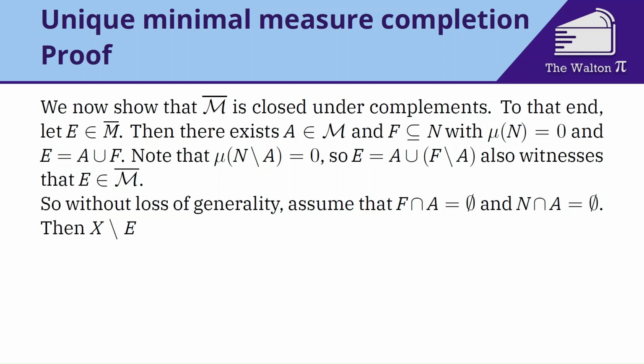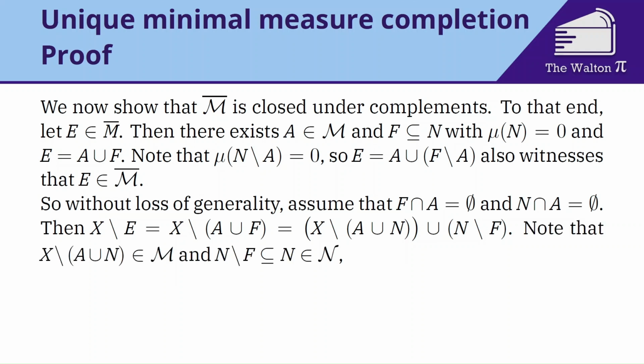So we are able to write X minus E as X minus (A union F), which is X minus the union of A and N, unioned together with the set N minus F. This is a little bit of De Morgan's laws and just element chasing. So go ahead and draw out a Venn diagram to try and figure out what's going on, and you can notice that this is actually going to be true. I'm just not going to go through those De Morgan laws here.